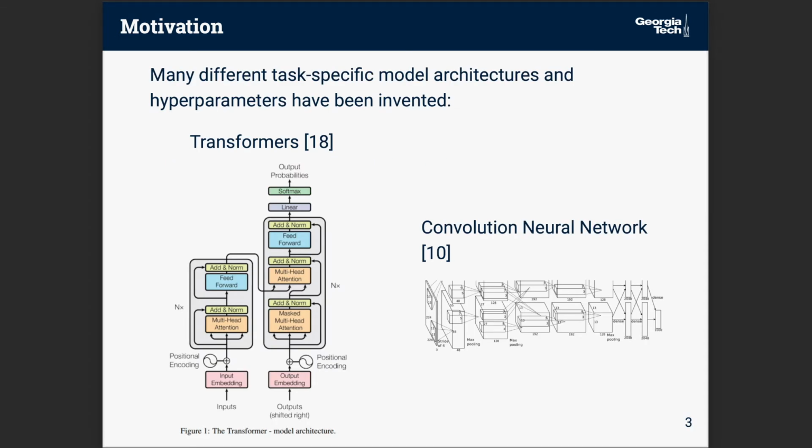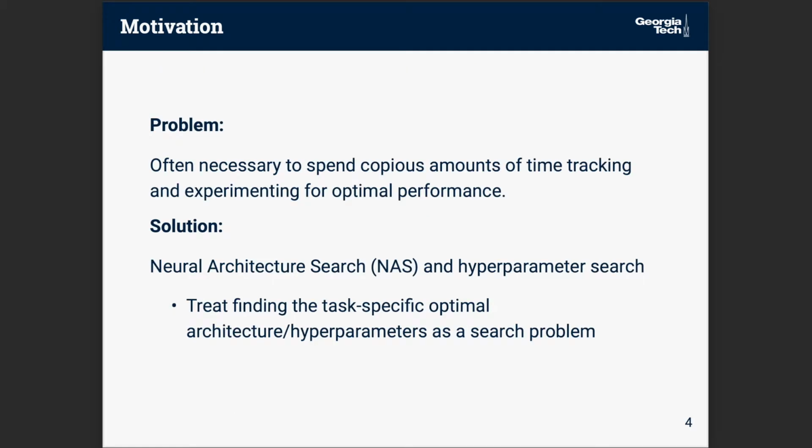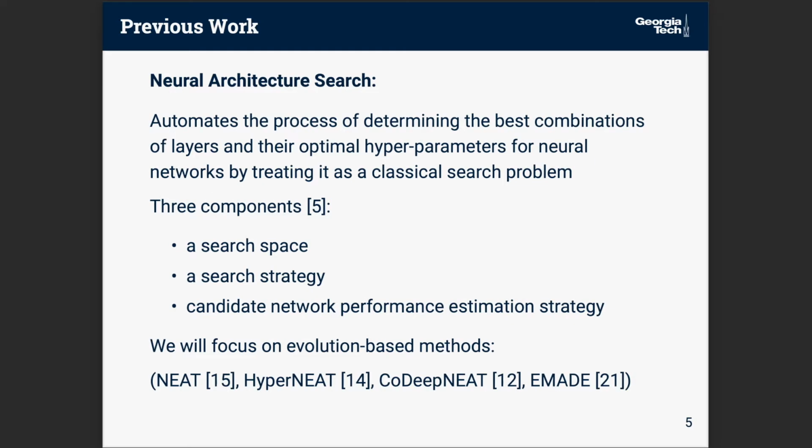As a result, many different task-specific model architectures and hyperparameters have been invented, including transformers and convolutional neural networks. However, the problem is that it is often necessary to spend copious amounts of time tuning and experimenting for optimal performance. A potential solution to this is neural architecture search and hyperparameter search. These solutions treat finding the task-specific optimal architecture and hyperparameters as a search problem.